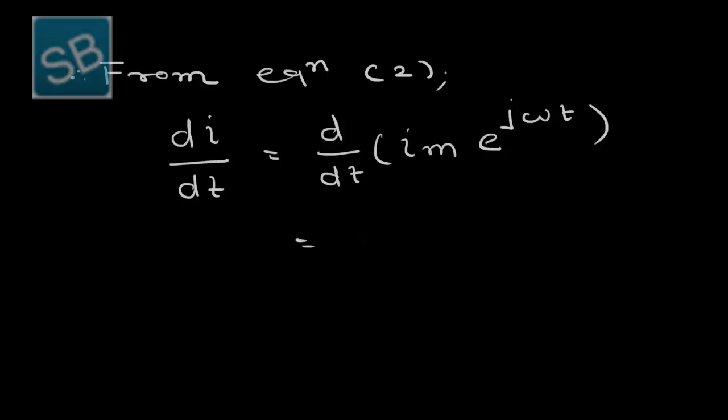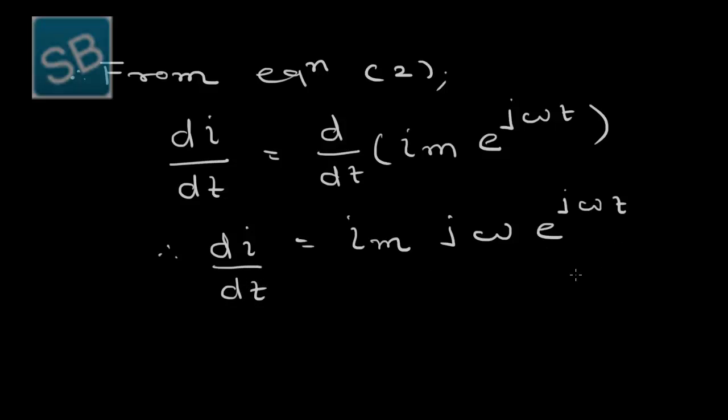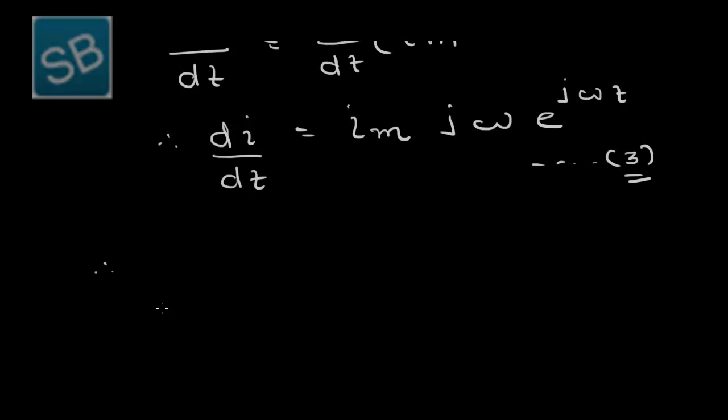This Im is constant, so I am taking it outside of the differentiation. The differentiation of e raised to j omega t is j omega e raised to j omega t. So this is the value of di by dt, that is equation number 3. Now if you integrate i with respect to time, what will you get? From equation 3, I can write di is equal to Im j omega e raised to j omega t into dt.